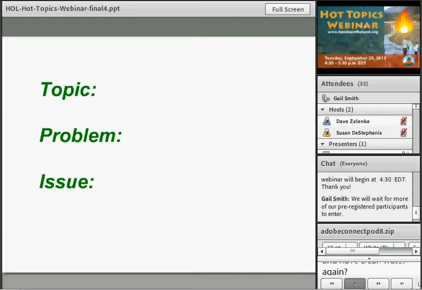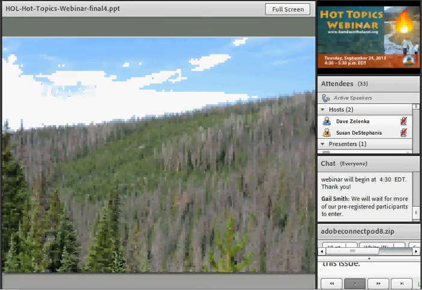So what I'd like to present now, since we've had a little bit of background on topic, problem, and issue, is a case study that I've used here in Colorado. And it involves healthy forests.